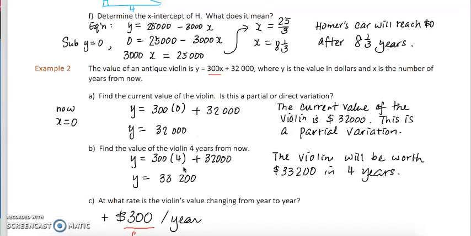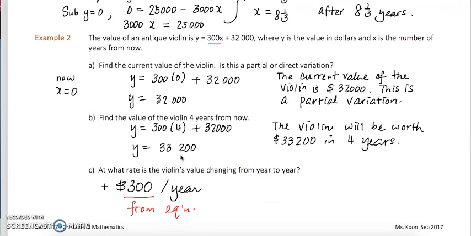B. Find the value of the violin 4 years from now. So similar to part A, that means you set x equals 4 and solve for y. When you do that, you'll find that the violin's value will be $32,200 in 4 years.